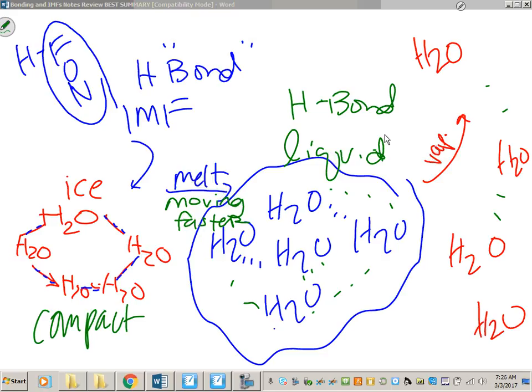And then I heat them up even more, and so they're moving even faster. And so they're like, peace out, bye. And they totally separate from each other in that fashion of overcoming intermolecular forces, aka the hydrogen bond in this case. So what does this look like to you?